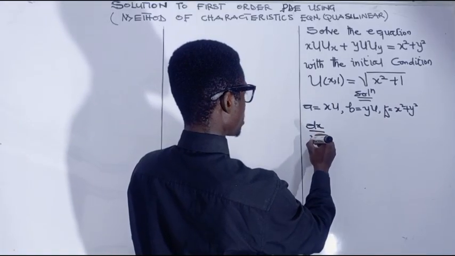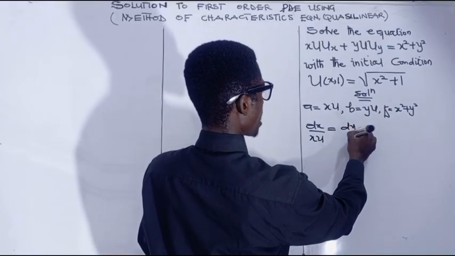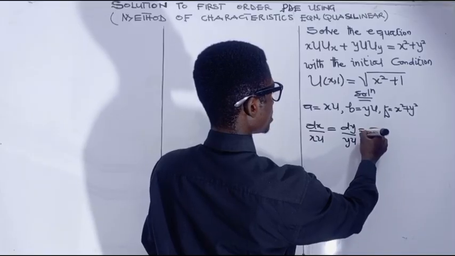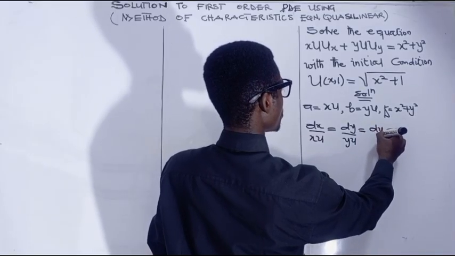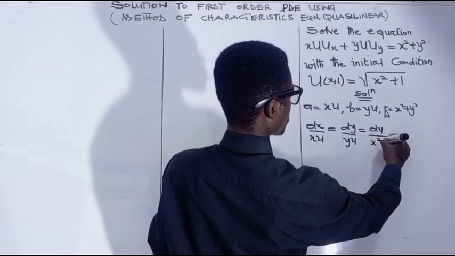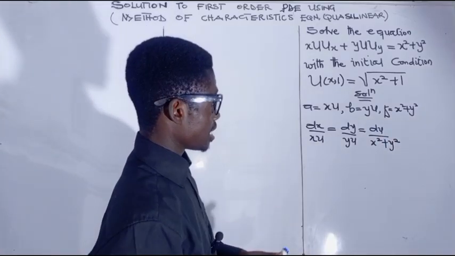So our a is what? Xu. And then we have dy all over b. Our b is what? Yu. And then we have our du over what? F. Our f is what? X squared plus y squared. Very, very easy and simple.